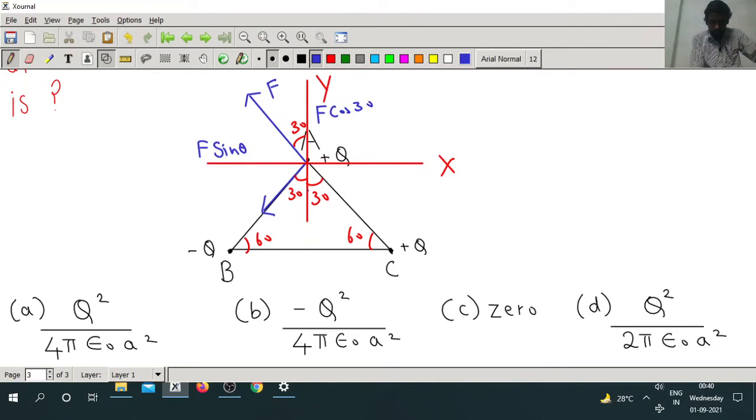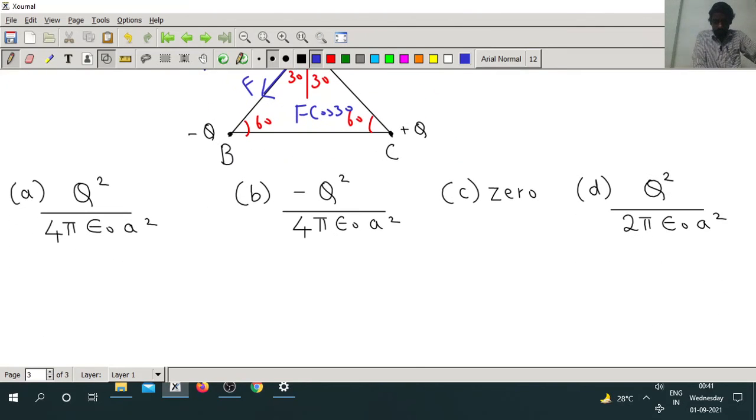And let us divide this force into two components. This will be also F over here, and this can be called F cos 30, and this can be called F cos 30. This component can be called F cos 30, and this component can be called F sin theta. Our resultant force is parallel to BC, but it is oppositely directed to BC.